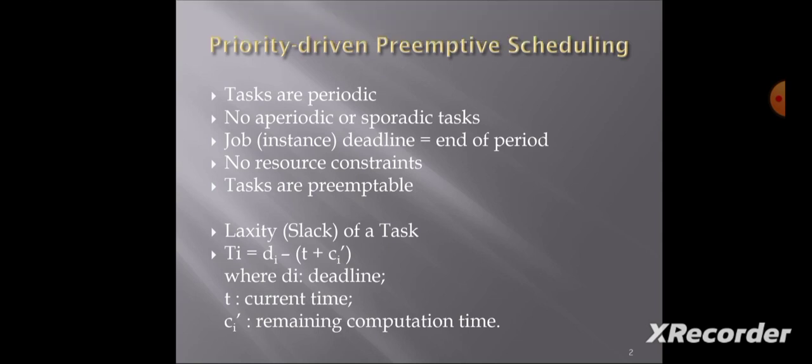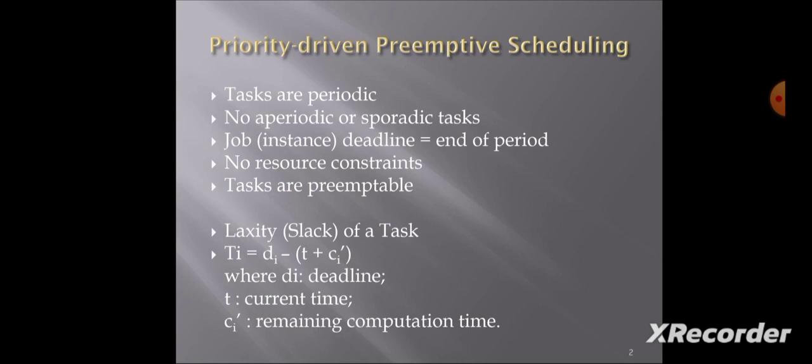So under priority driven preemptive scheduling, the tasks should be periodic, no aperiodic or sporadic tasks. The job deadline should be equal to the end of the period. No resource constraints and tasks are preemptible. So these are all the constraints we have to consider while we are talking about priority driven preemptive scheduling.